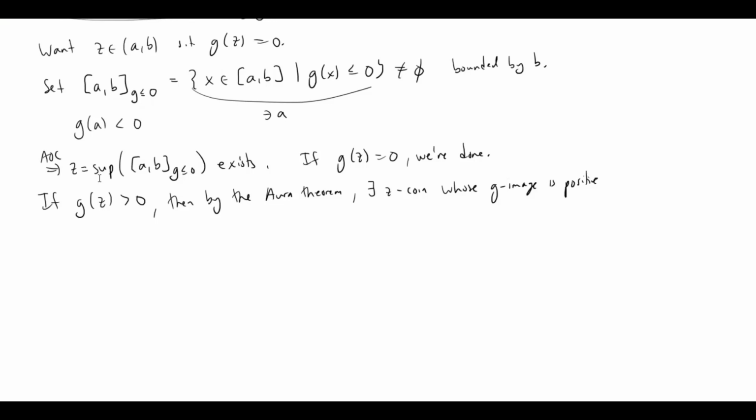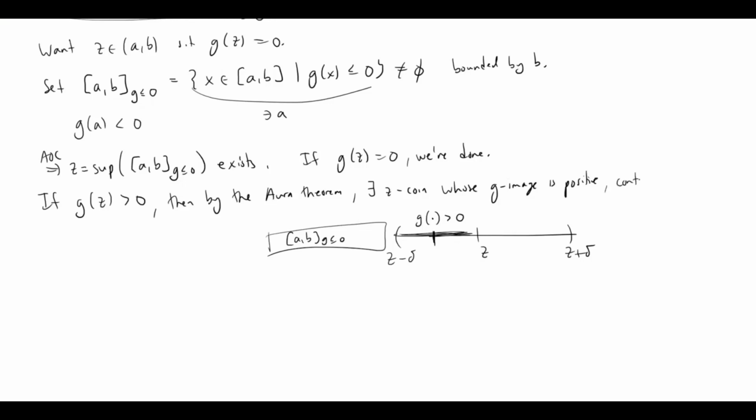Because what was Z supposed to be? Z is supposed to be the supremum of this set. What is this set? It's the set of all numbers between A and B whose image is not positive. Okay, but now you take some Z coin. There's Z, here's Z minus delta, here's some Z plus delta. And you have all these points in the middle here where G of whatever is positive. So how can Z be the supremum, right? Z is supposed to be the biggest. So all of these points are to the left, but here are smaller points, which are also upper bounds, right? Every one of these is an upper bound for this set, which must be over here somewhere. But Z is supposed to be the least of the upper bounds, and we found smaller upper bounds. So this contradicts Z being the supremum.